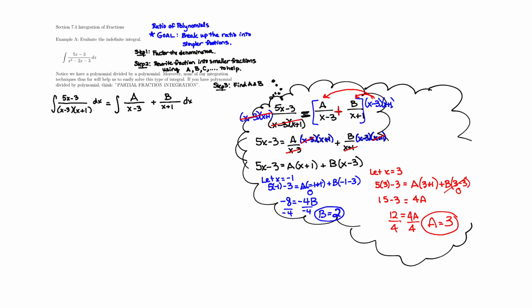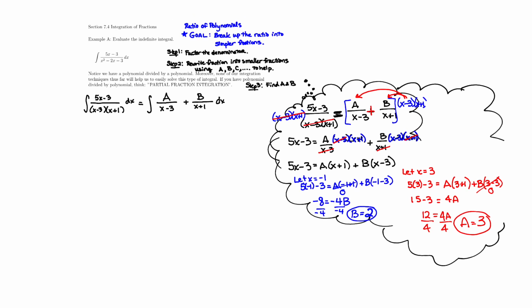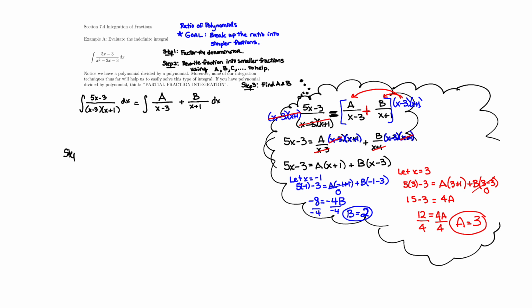All right, any questions on step 3, which is find a and b? Step 4. What do you think step 4 is? Put those numbers back into my original, right? So step 4 then is going to simply be replace those numbers. So step 4 is going to be substitute those numbers and integrate.